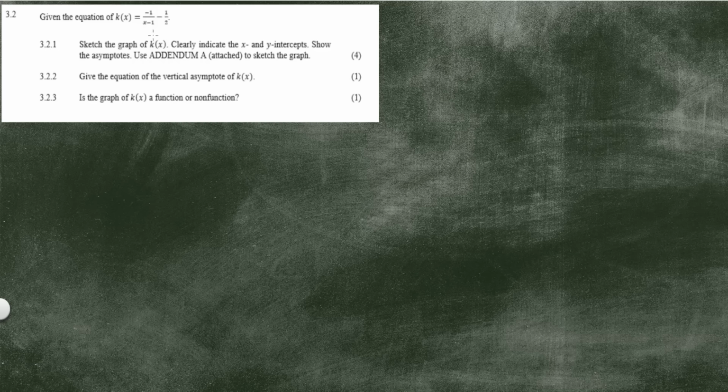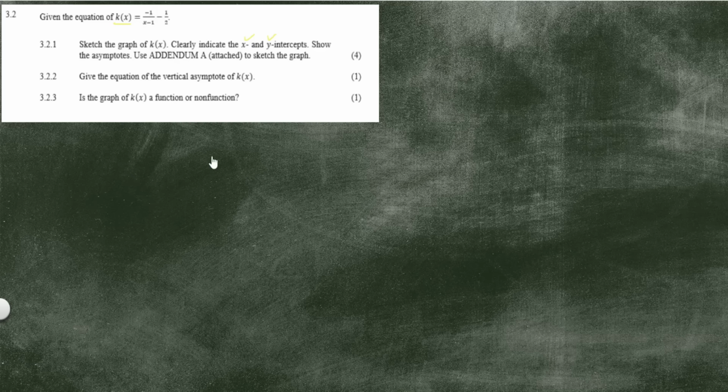3.2.1, sketch the graph of k of x. Which function is that? It's the given one. Clearly indicate the x and y intercept. Show the asymptotes as well. Use addendum A attached to sketch the graph. So we are provided with a grid for this one.